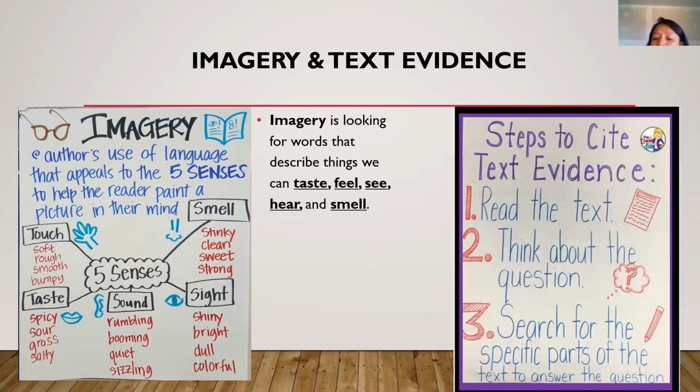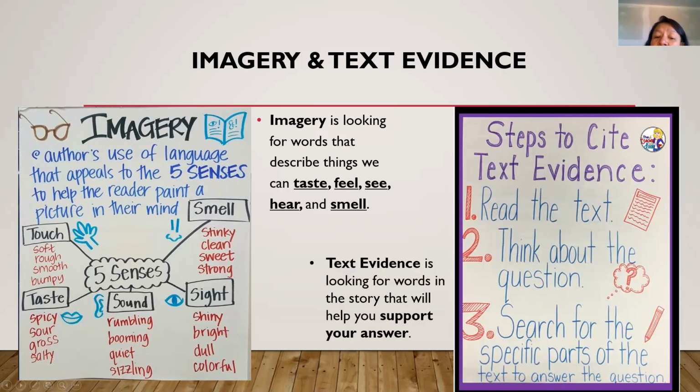Next one is text evidence. Text evidence is a strategy that you use to help you prove your answer. So it tells you, read the text, think about the question, search for the specific parts of the text to answer the question. So text evidence is looking for words in the story that will help you support your answer. So let's go to an example.